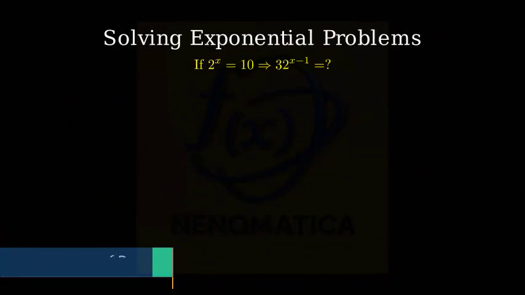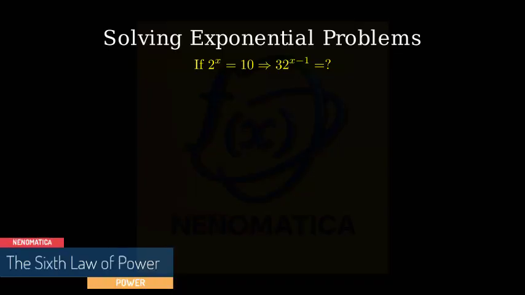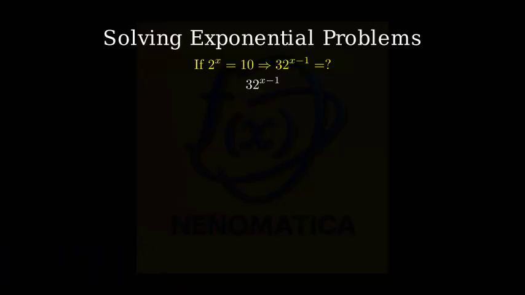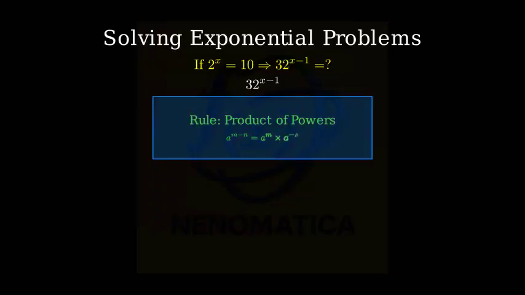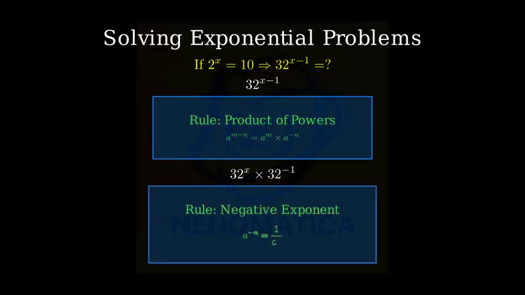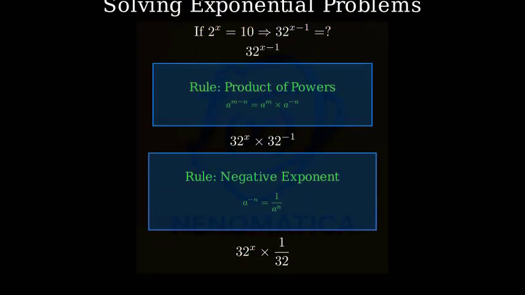First, let's solve the problem. If 2 raised to the power of x equals 10, then find 32 raised to the power of x minus 1. Let's start by writing out our target expression, 32 raised to the power of x minus 1. Using the properties of exponents, we can rewrite this expression as 32 raised to the power of x times 32 raised to the power of negative 1. Now, 32 to the power of negative 1 is equal to 1 over 32.